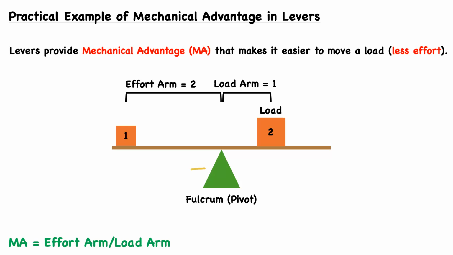Now, what would happen if we moved the fulcrum to the left? Well, if we move it to the left, that means the effort arm becomes shorter. It will become less than 2. But the size of the load and the effort don't change, but the mechanical advantage went down.